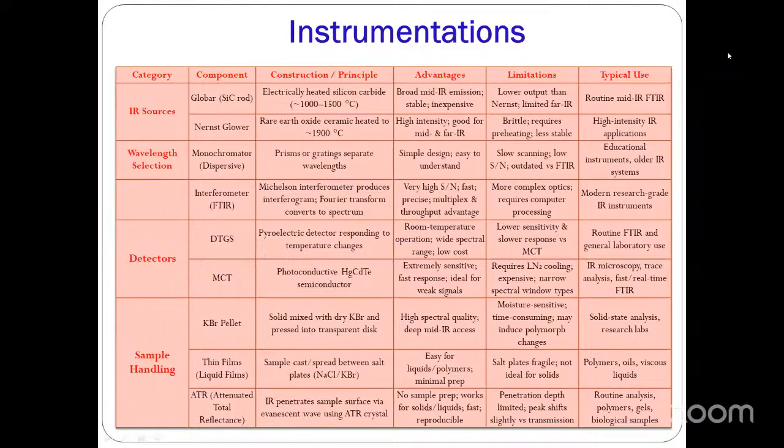There are two basic types of detectors, DTGS and MCT. That DTGS is a pyroelectric detector and MCT is a photoconductive detector made up of HgCdTe, a semiconductor. And this is very important, MCT, for trace analysis. And as far as DTGS is concerned, that is general and routine for laboratory purpose.